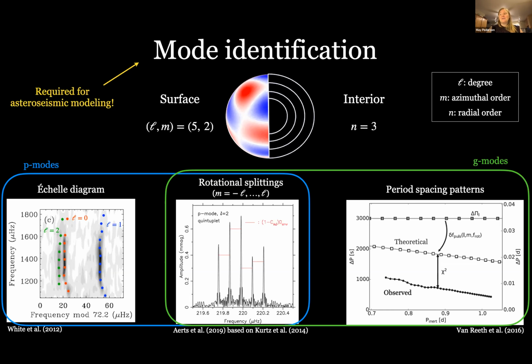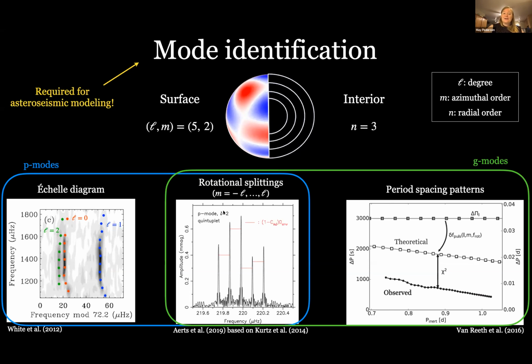And finally, if we have a slightly rotating star, what you end up seeing is that your oscillation frequencies get split. And this amount of splitting depends on the degree L of the mode. And in that way, we can use this to assign mode identification to the stars themselves.